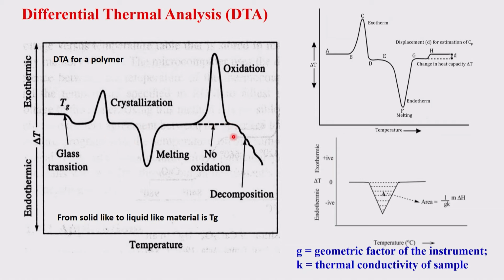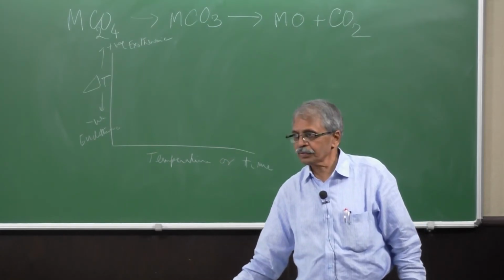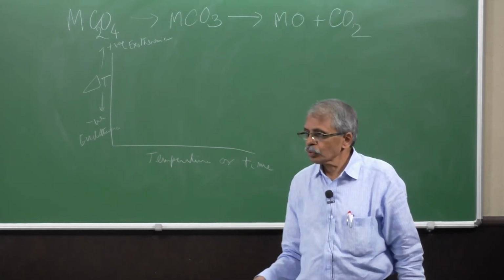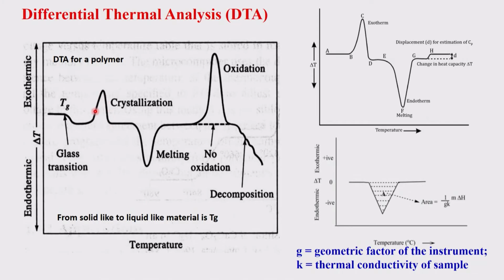And then suppose you have oxygen, or you are burning, combustion, then you combine with the oxygen and burn, and that will be exothermic, you can see. Or decomposition can be endothermic. Okay. So these are the kinds of things. So, solid to liquid-like material is the glass, and then crystallization, melting, oxidation, decomposition. Many possible things are there.